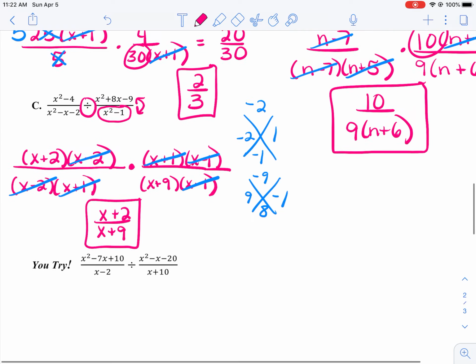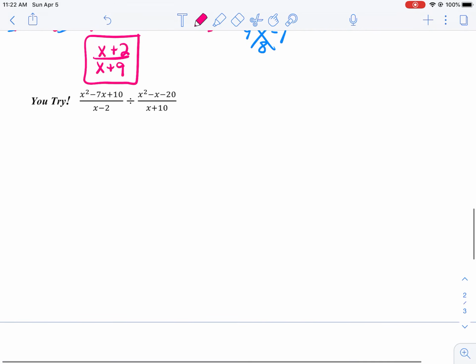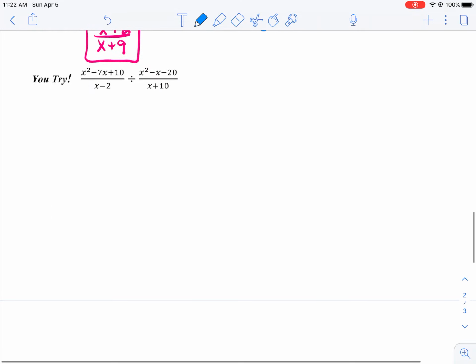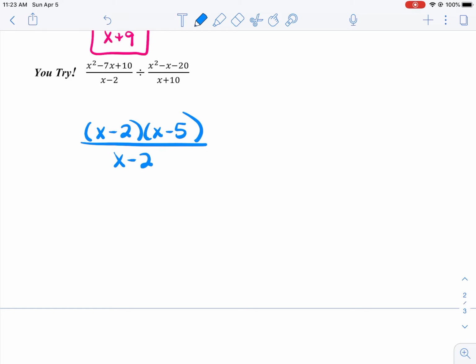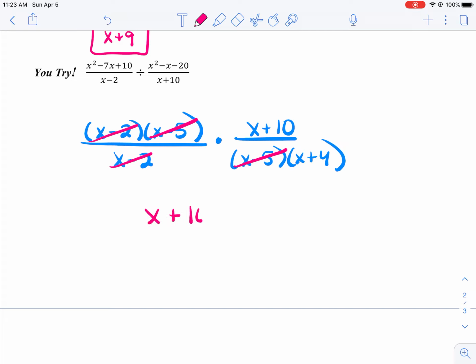All right, so I would like you to pause the video, try the last problem, and then just check your answers. I'm just going to work through it real quickly without any real verbal cues because my point is for you to check and fast forward to the end. Okay, change and flip. So if you got x plus 10 over x plus 4, then you are in good shape.